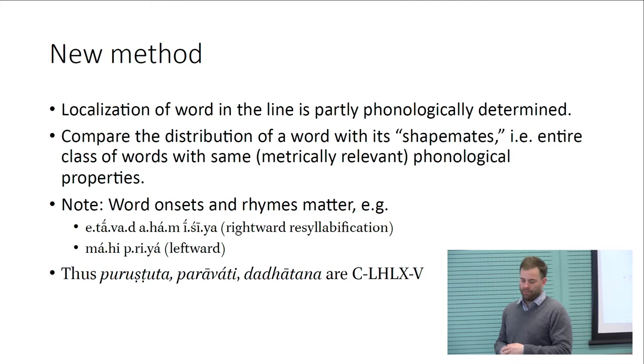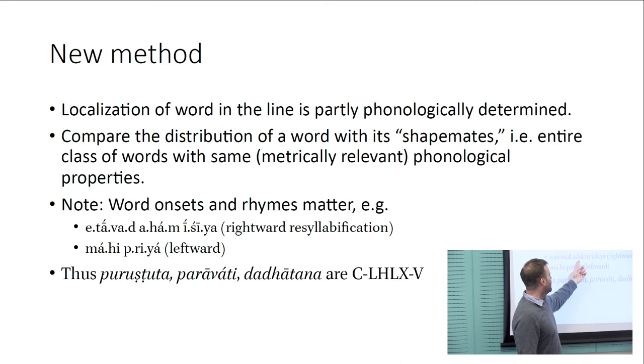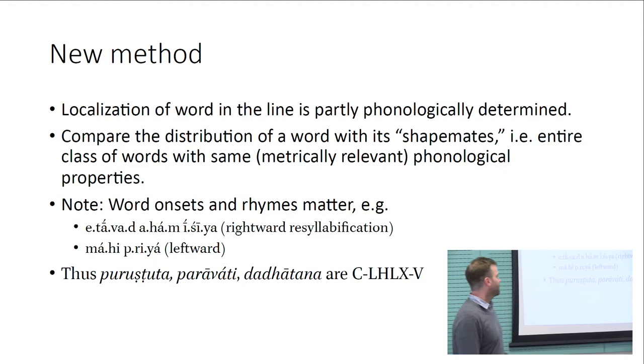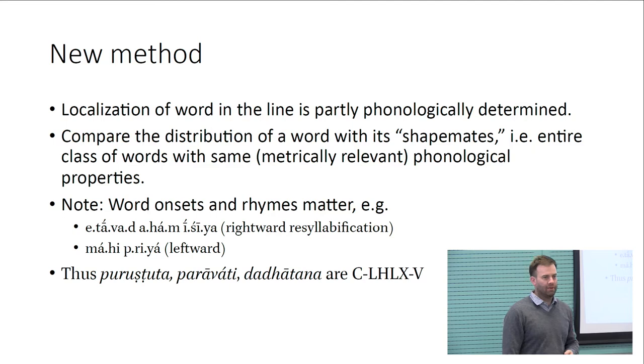So if you look at this, this is the word aham, "I." Eshiya, "would be Lord," but it's syllabified ha mi shi ya, right? So that's an example of rightward resyllabification of the m, and then here's an example of leftward, where mahi plus priya gives you mahip riya, hip then being closed and counting as a heavy syllable. So these are the things we have to pay attention to: syllable count, the syllable weight template, if you will, of the word, and then some things about its edges.